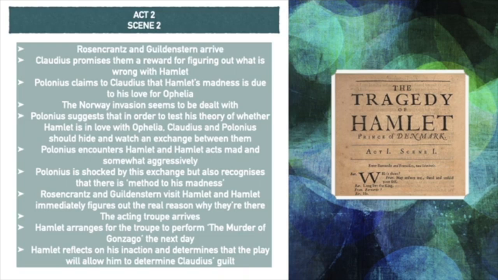Polonius suggests that in order to test his theory of whether Hamlet is in love with Ophelia, Claudius and Polonius should hide and watch an exchange between them. Polonius then encounters Hamlet, and Hamlet acts mad around him and somewhat aggressively. Polonius is shocked by this exchange, but he also recognizes that there is method to his madness. He sees that actually, yes, Hamlet is acting mad, but there seems to be something behind it. There seems to be some sort of planning. It seems to be intentional.